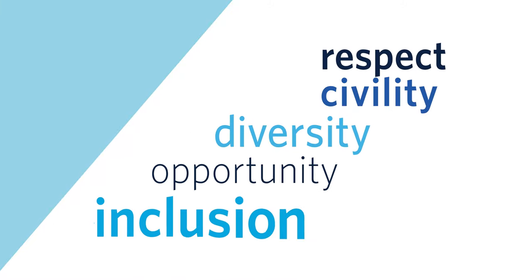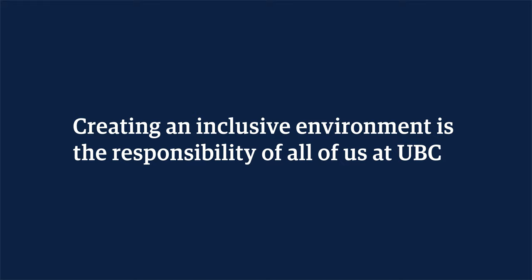In 2016, the BC Human Rights Code was updated to include protections for gender identity and expression. And at UBC, Policy 3 addresses discrimination and harassment on the grounds protected by the BC Human Rights Code. Policy number 3 has also been updated to include gender identity and expression. And finally, our respectful environment statement explains that the best possible environment for working, learning, and living is one based on respect, civility, diversity, opportunity, and inclusion. Creating this type of environment is the responsibility of all of us at UBC.